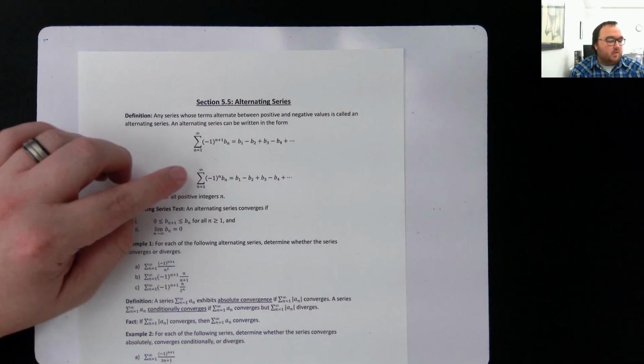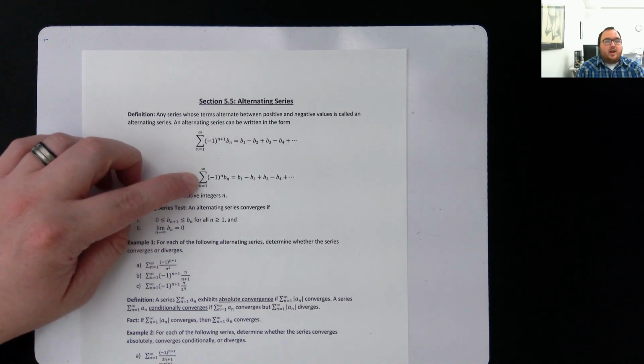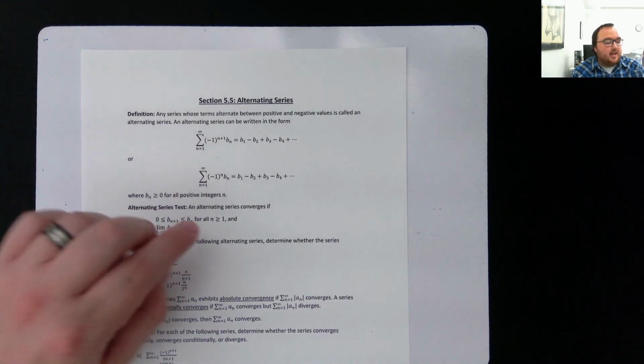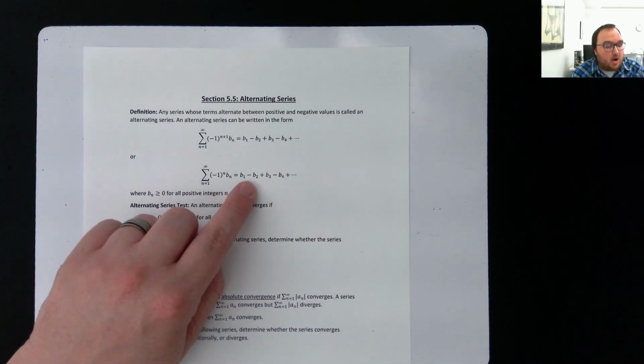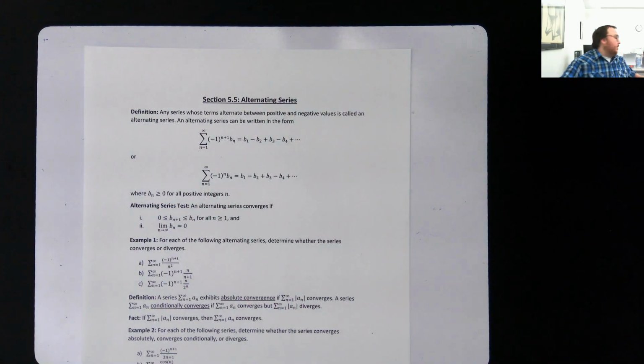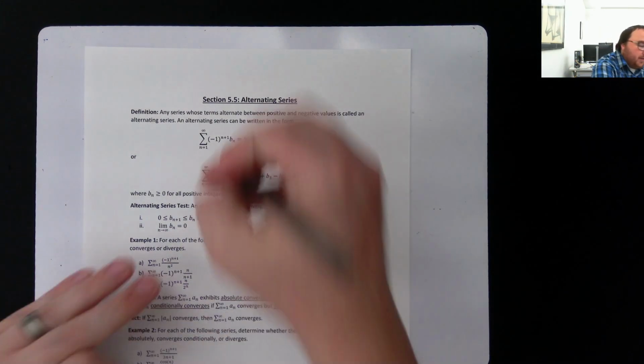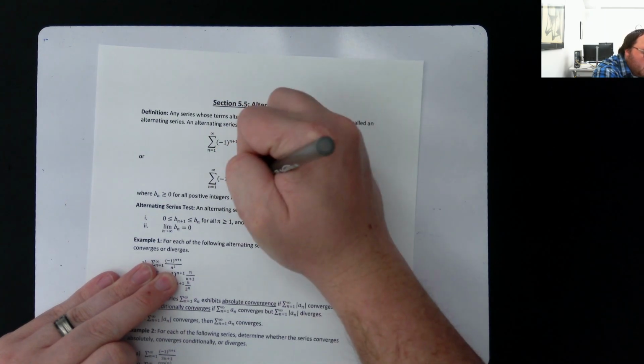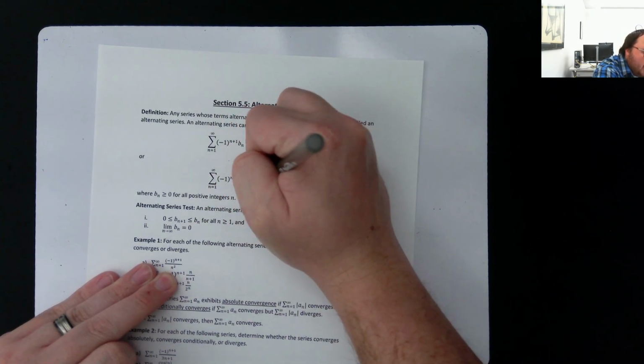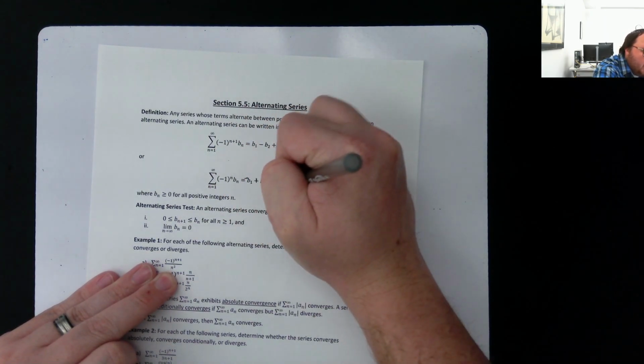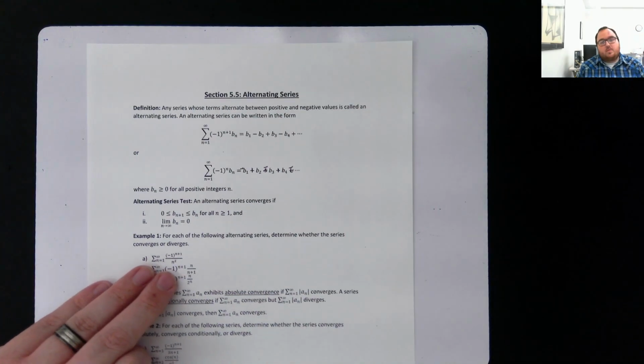There's a typo on that one right here. If it's just an n, it's going to start negative, positive, negative, positive. So just keep that in mind. There's a typo there. My fault. Negative, positive, negative, positive, negative, on and on.